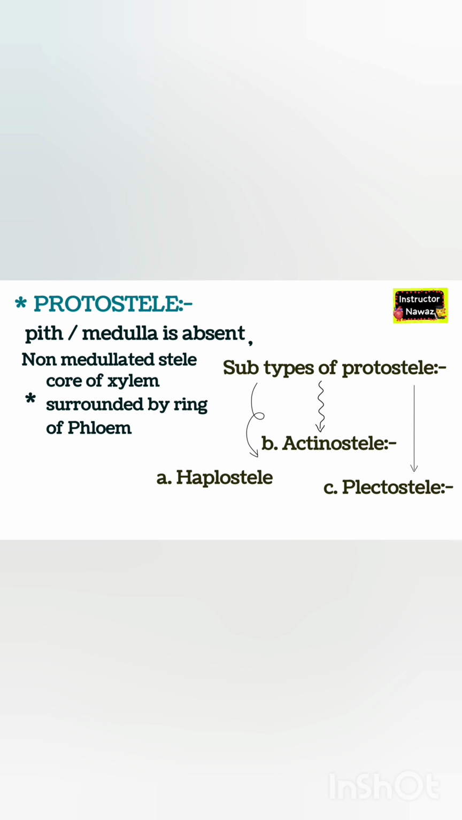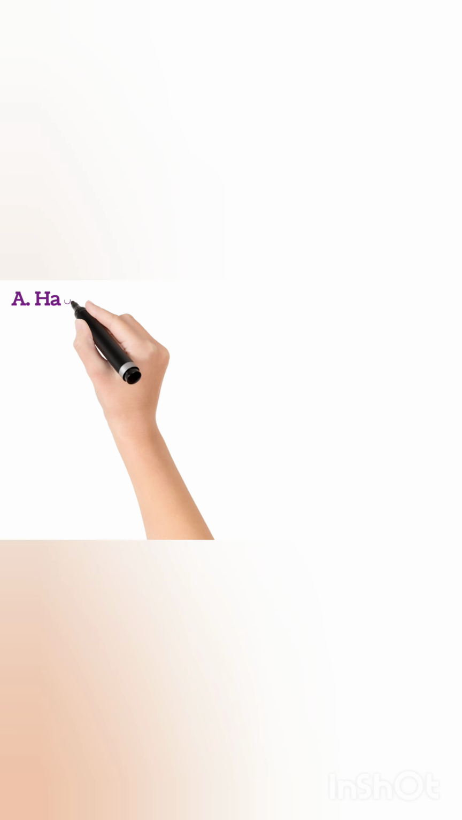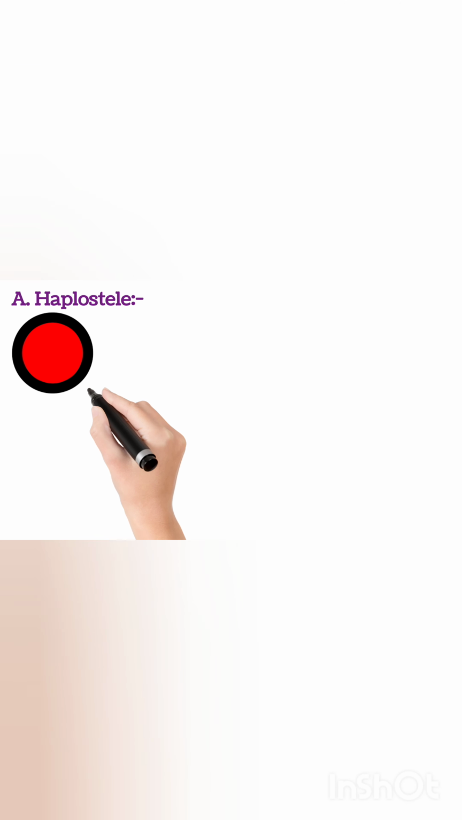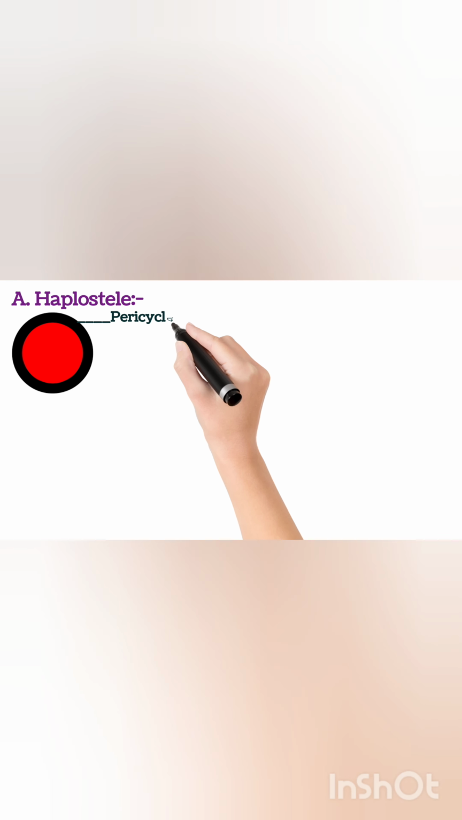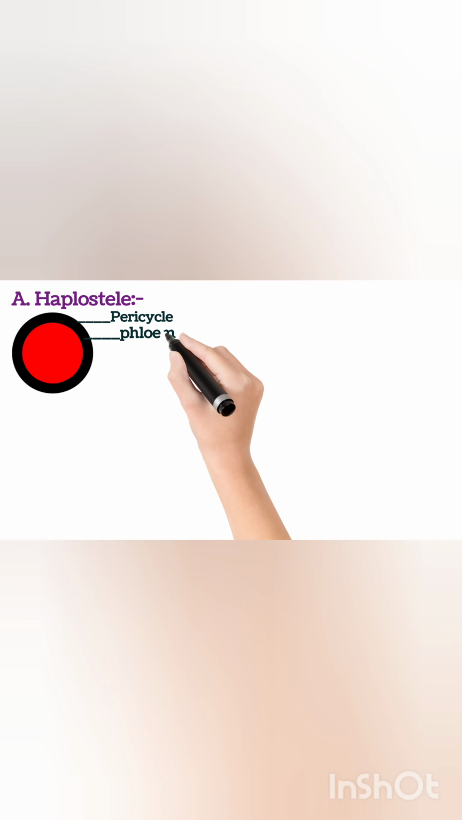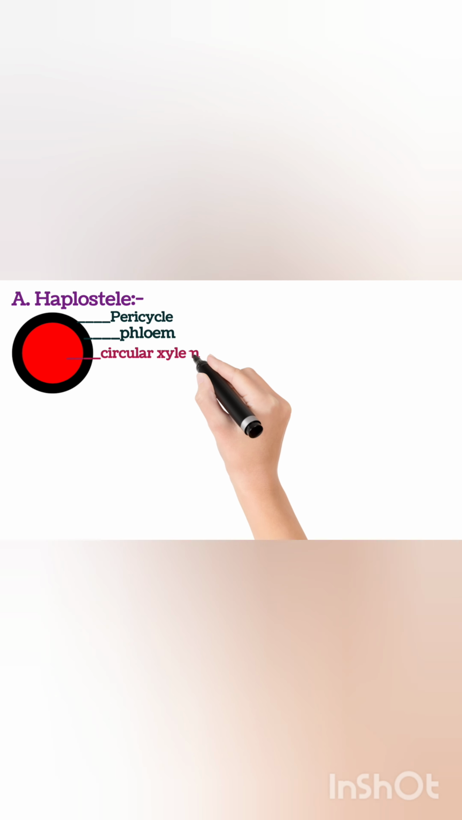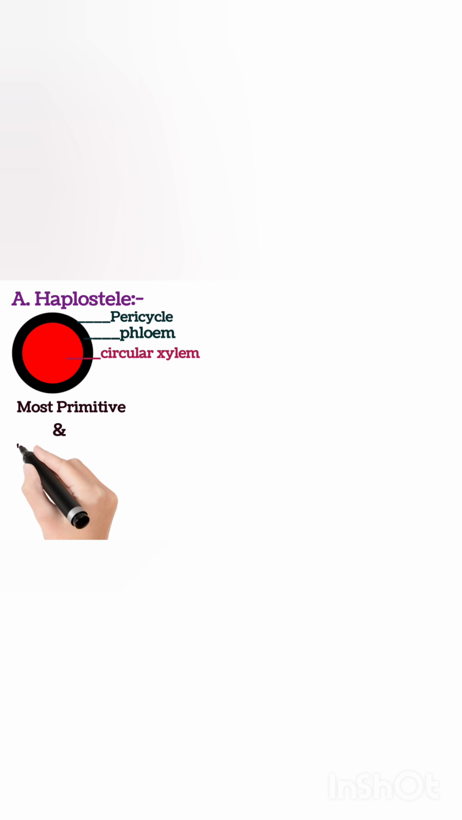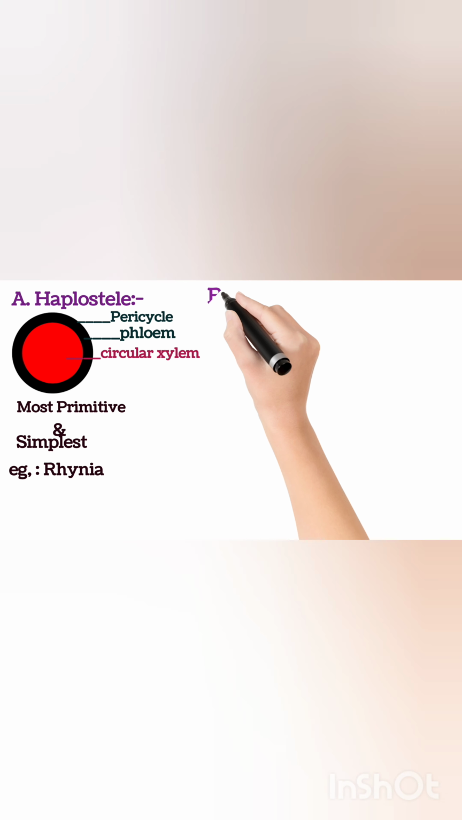Now see the first subtype of protostele, this is haplostele. Haplostele, as the name indicates, has a structure like that. It has the outermost covering, this is pericycle, and a ring of phloem. Then it has a solid circular xylem core. It is the most primitive type of stele, mind this point, and is considered the simplest type of plant stele. It is present in the pteridophyte Rhynia.